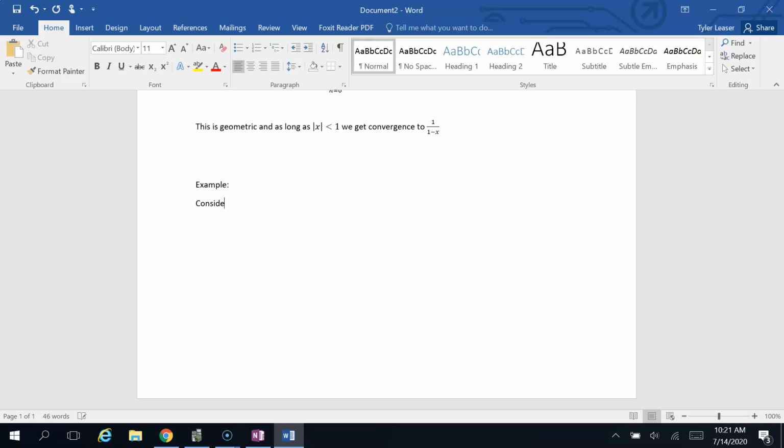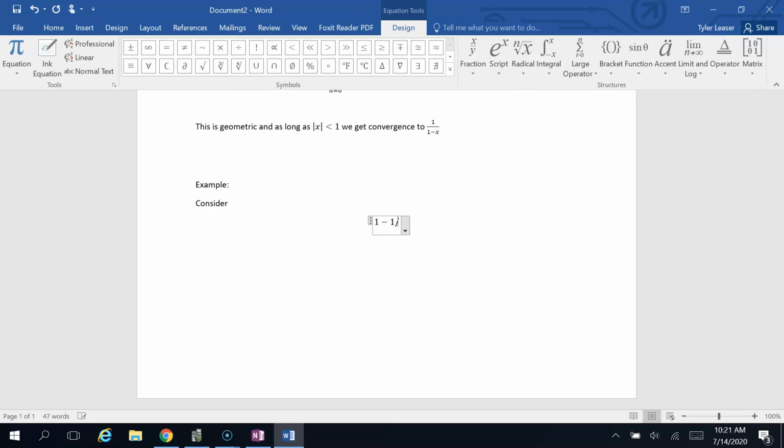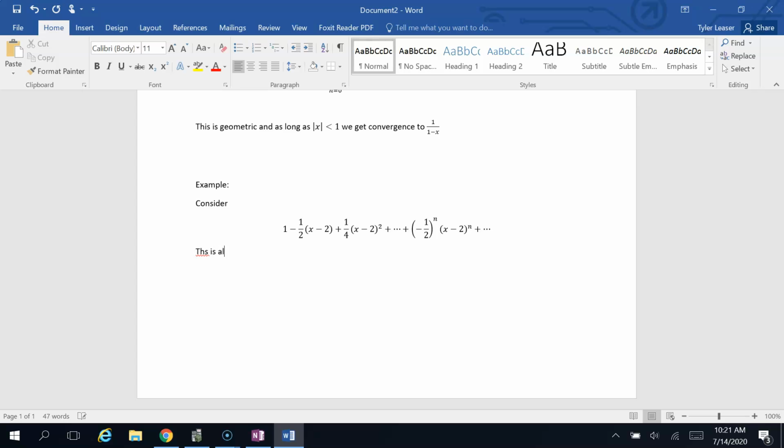Consider this. 1 minus 1/2 (x minus 2) plus 1/4 (x minus 2) squared plus all the way down to the nth term, (1/2) to the n times (x minus 2) to the n. All right, this is also geometric.